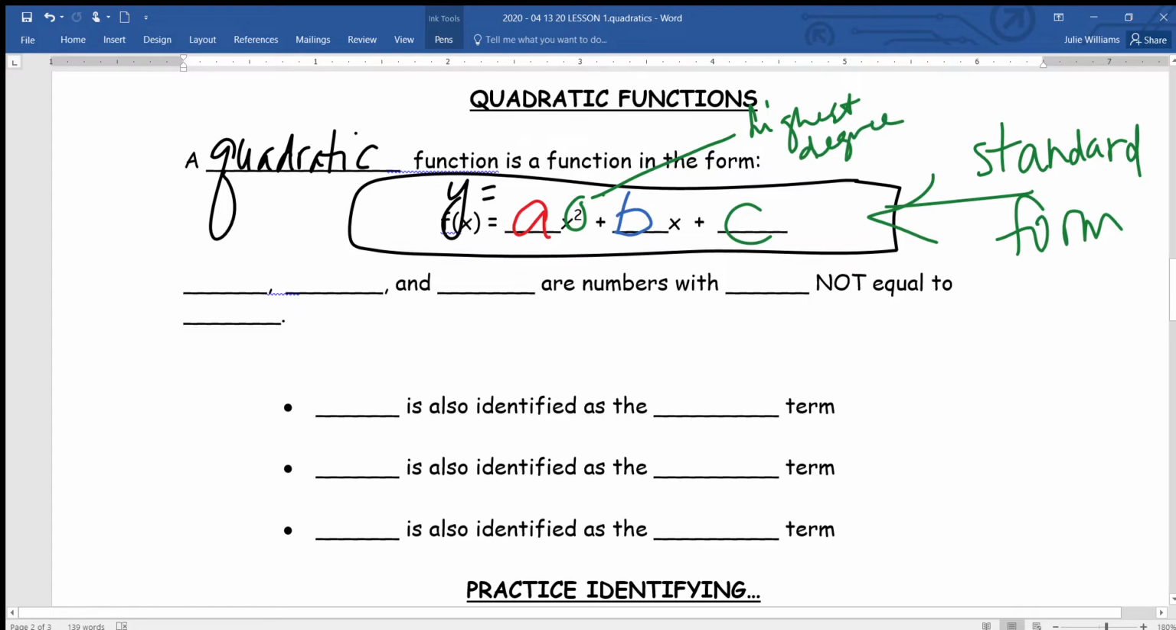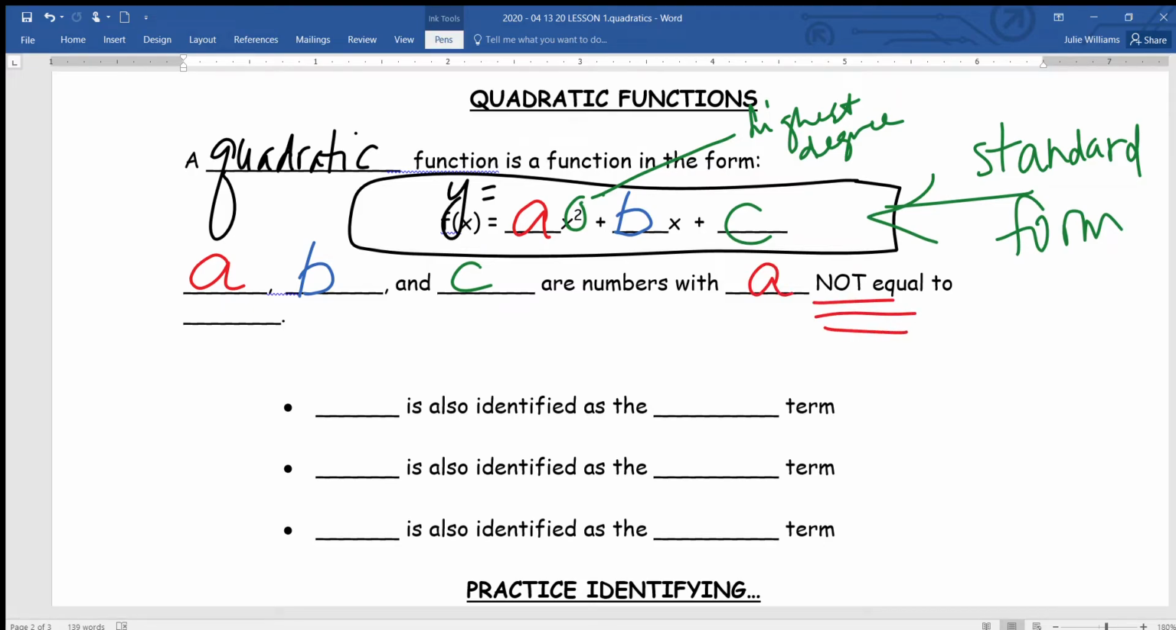All right. So one other thing that's important here. The a, the b, and the c are numbers. Okay, so just regular numbers with a not equal to 0. Okay, it's not going to be a quadratic if the a is equal to 0 because then it's not a square term. Okay, quadratics have a square term in them.